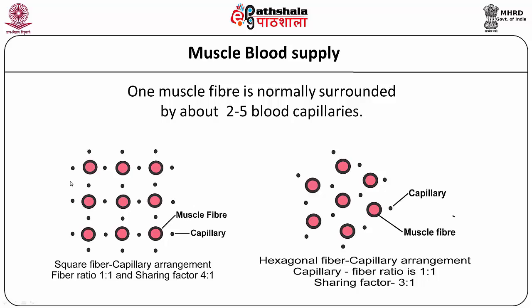And the architecture, if we combine all the muscle fibers, it looks like this. In hexagonal arrangement, the capillary ratio is again 1:1. However, there is a sharing factor of 3:1 only. In the hexagonal arrangement, there are 3 blood vessels with 1 fiber. So actually in hexagonal arrangement the blood supply is lesser than the square arrangement. With training the muscle fiber and capillary ratio changes.